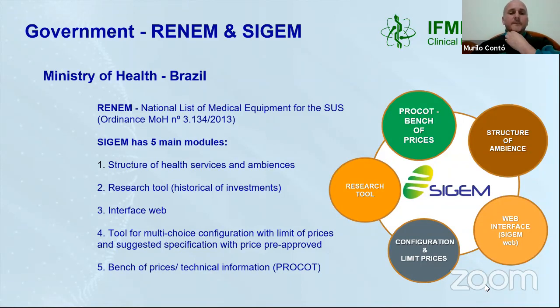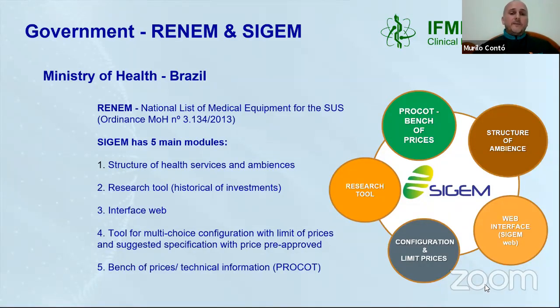What we did was create a national list of medical equipment for the public health system by ministerial ordinance. With the same ordinance, we created a system called SIGEM to organize the equipment from the national list, RENEM. That system consists of 5 main modules. One module organizes the structure of the health service, the healthcare facilities and their ambience. An internal module with a research tool recovers the history of investments. This is a very important tool because nowadays it allows the Ministry of Health to identify how many ventilators, for example, we have spread all over the country, with the exact quantity and the address of the healthcare facilities.